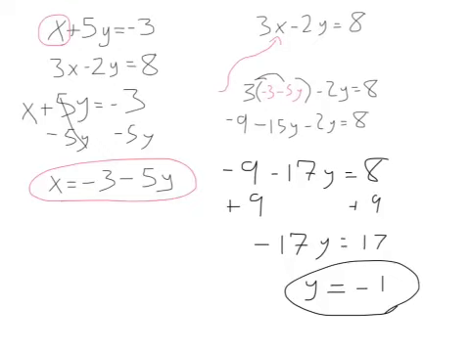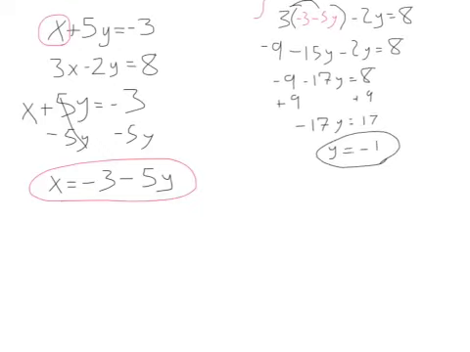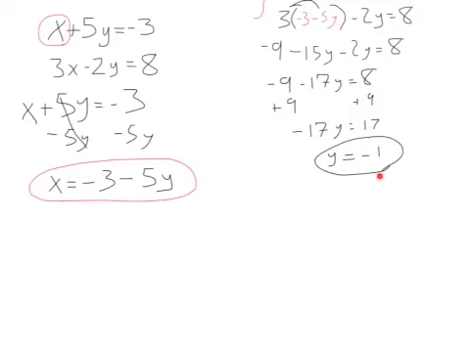Remember, what are we going to do from here? Well, we're going to have to take this new information we have, y equals negative 1. We have to plug it back into one of these original equations. It doesn't matter which one we choose. I'm going to go ahead and choose this first one here. So let me rewrite that. x plus 5y equals negative 3.